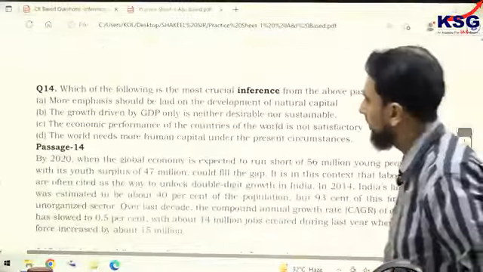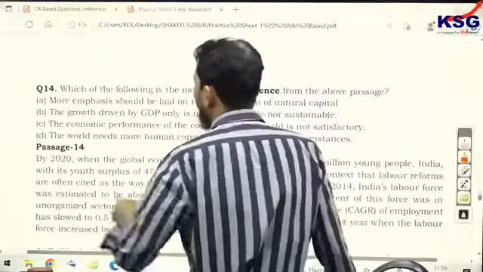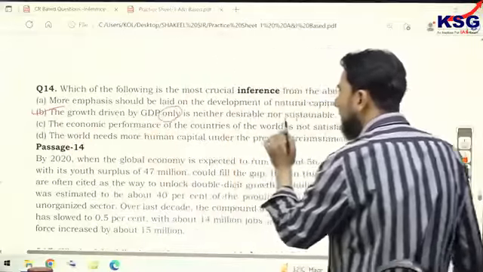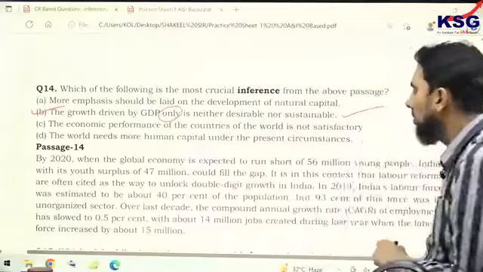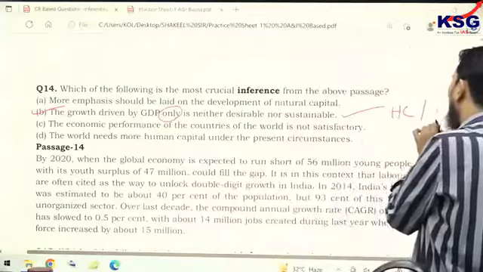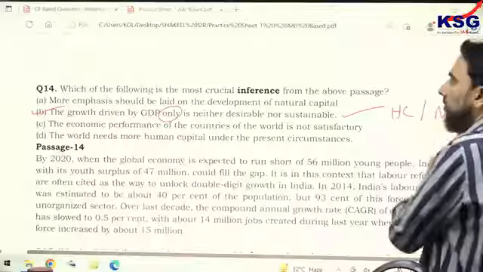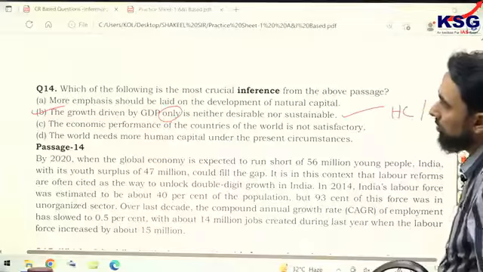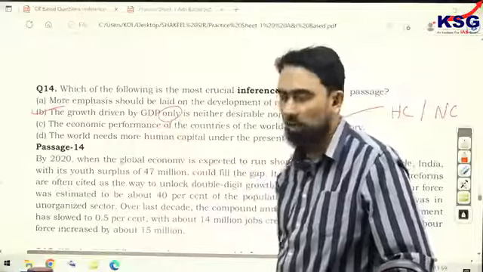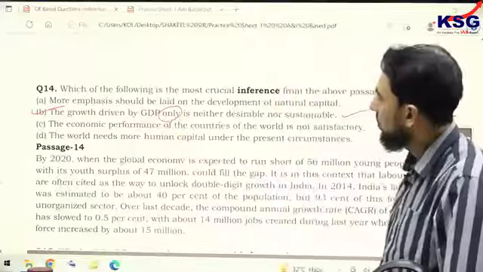So of course, option B: the growth driven by GDP only is neither desirable nor sustainable. Yes, because it is going to affect human capital and natural capital, forests and all, right? GDP driven growth only, growth driven by GDP only. That is according to the para. So I suppose it's clear.